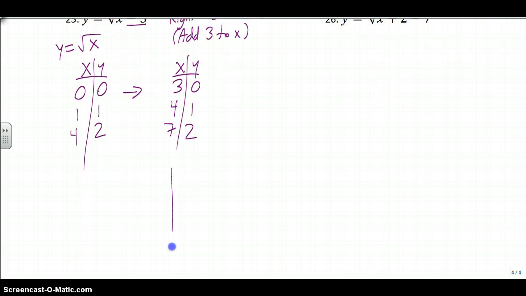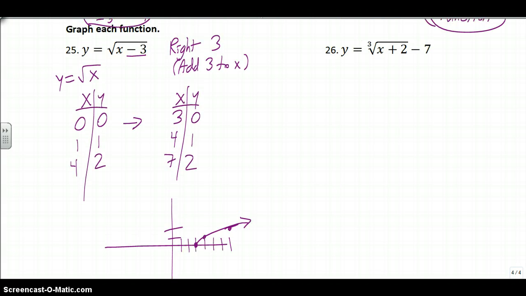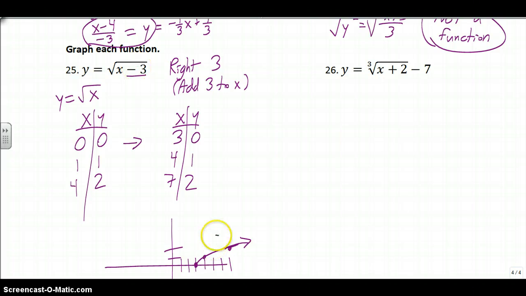So there's our t-table. We're going to graph it. 3, 0 is right here. 4, 1. 7, 2, of course, there we graph coordinate grids. Anyway, there it is. You'll notice it only has one arrow. I do not go any further this way because if I try, I'll get square roots and negatives, and that can't happen. So there it is.